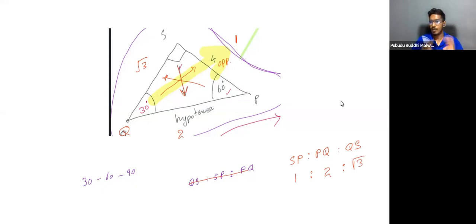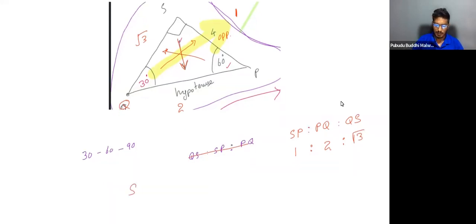Doesn't really matter. You can interchange. For example, one can write SP to QS to PQ. But if you change that, you should change the ratio as well, like this.